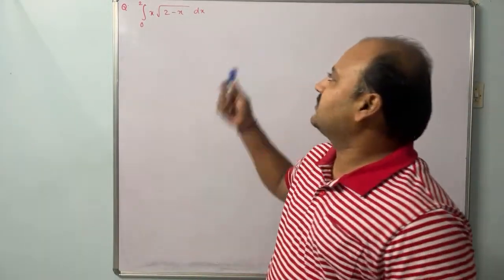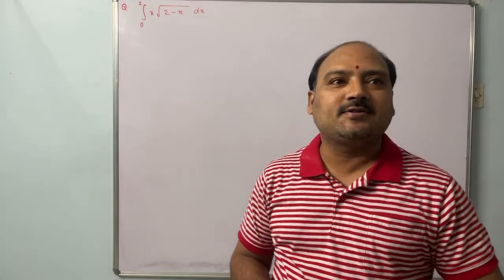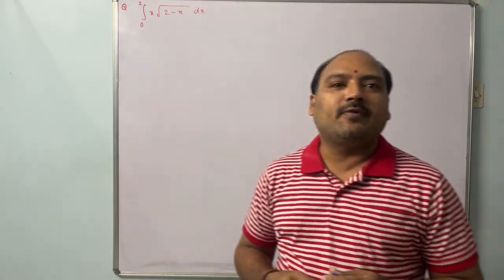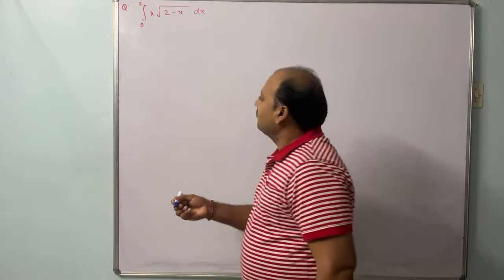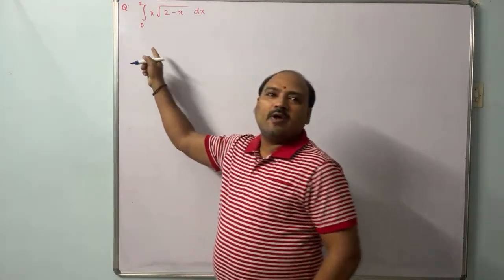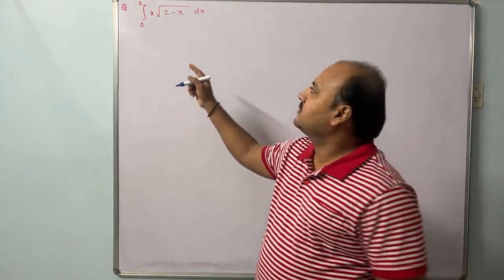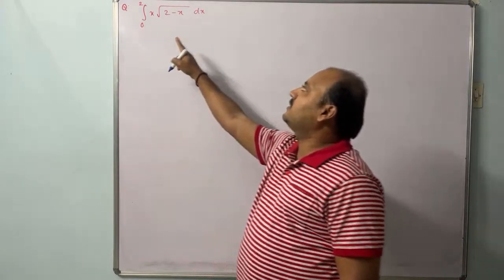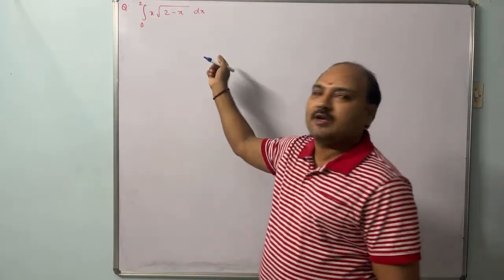Yeah, let us have a discussion. We are in exercise 7.11. To evaluate these type of integrals, integral 0 to 2 x into root of 2 minus x into dx.